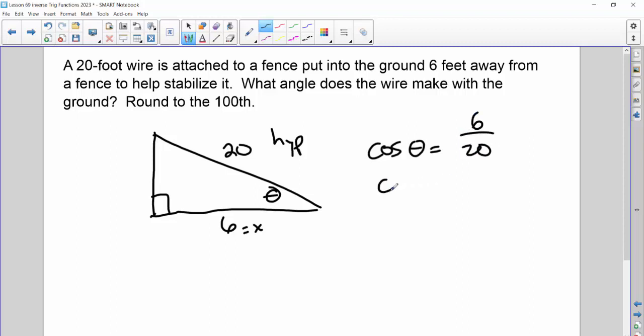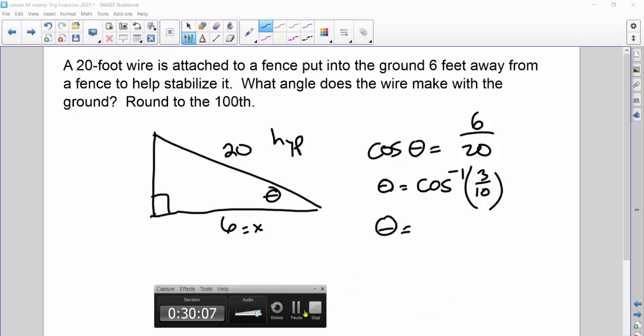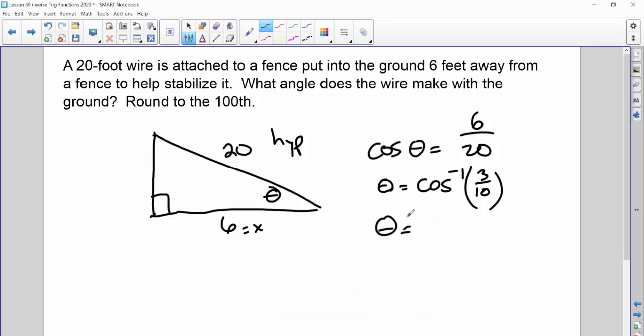That's cosine of theta is equal to adjacent 6 over the hypotenuse of 20. We're going to find theta by taking the inverse cosine of, what is that, 3/10. Pop that into the calculator. And we end up with about 72.5 degrees. And that pretty much takes care of inverse trig functions.